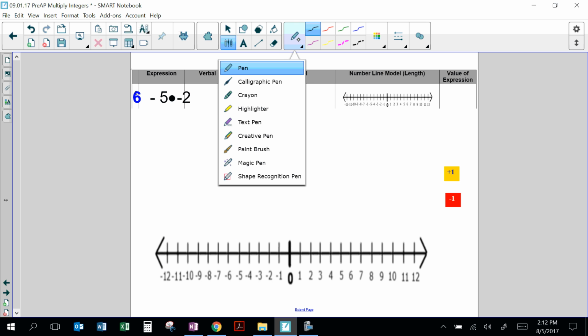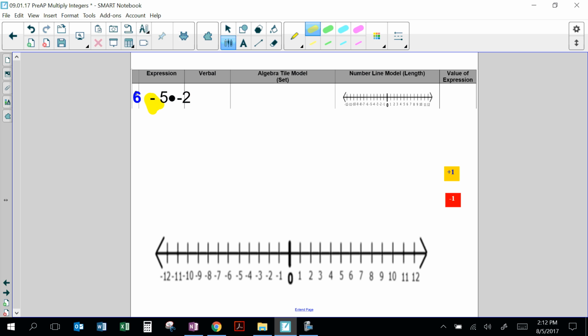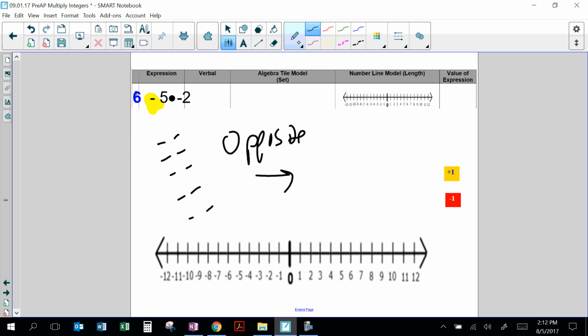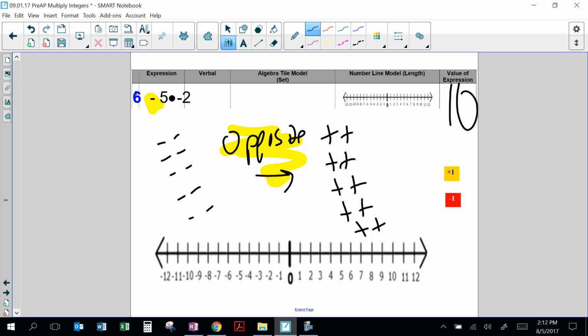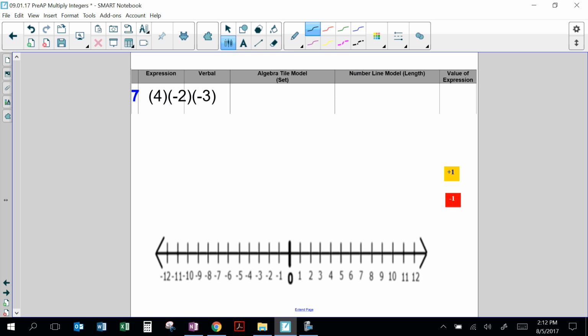-5 times -2. I see a right here. Opposite was 5 groups of -2. One group of -2, second group of -2, third group of -2, fourth group of -2, fifth group of -2. Opposite. So what's the opposite of this? +2, +2, +2, +2, +2. So it's 10. So -2, -2, -2, -2, -2. Opposite is 10. And this was a little harder.